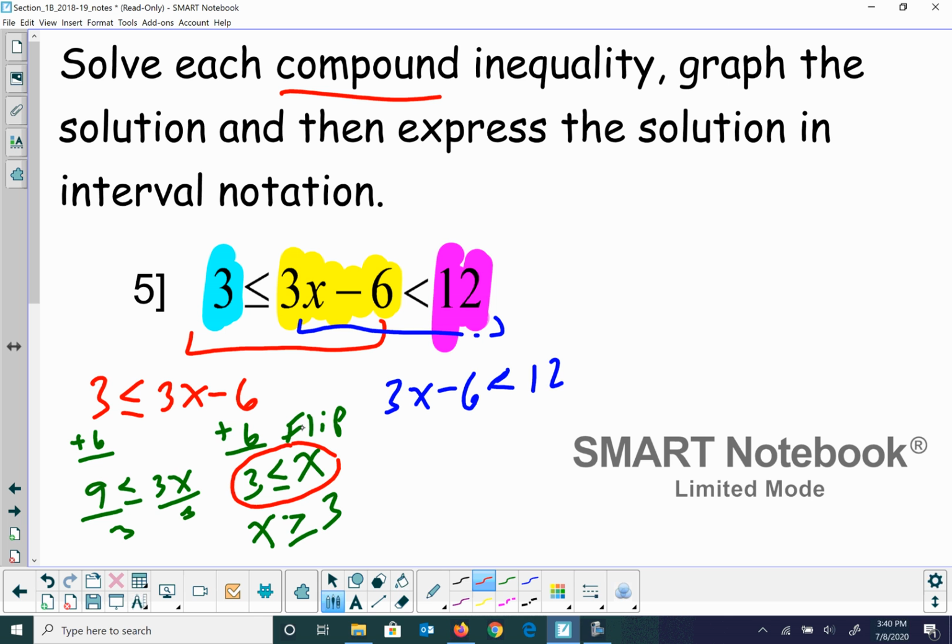All right, let's figure out this second part. So I'm going to add 6 to both sides. So I get 3x is less than 18. Divide each side by 3. So x is less than 6.